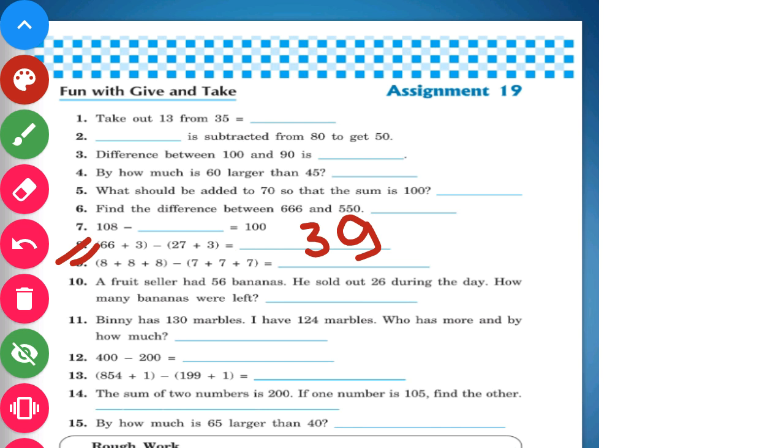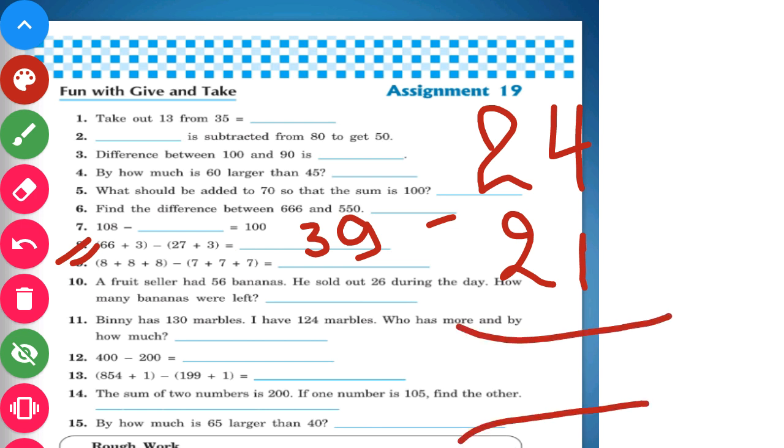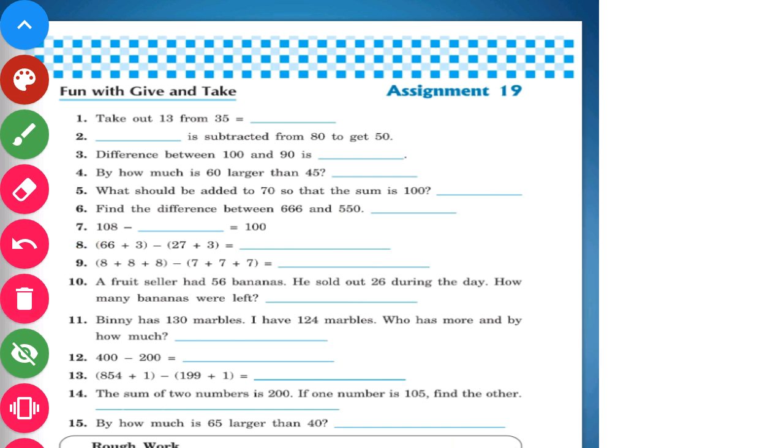So 8 plus 8 plus 8 will give us 24. And 7 plus 7 plus 7 will give us 7 3s are 21. Now 4 minus 1 will be 3 and 2 minus 2 will be 0. So 3. Okay. So you have got the same answer, no? For question number 9, the answer is 3. Okay, now question number 10 is a word problem question.